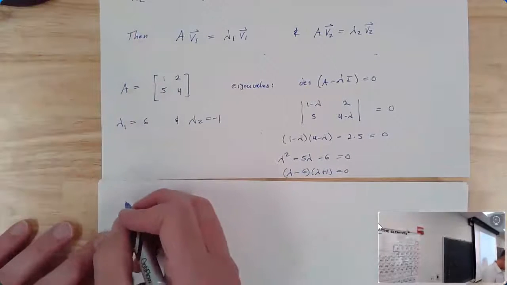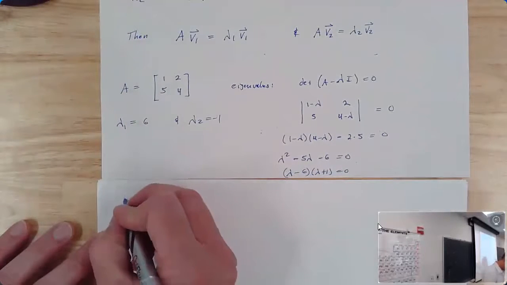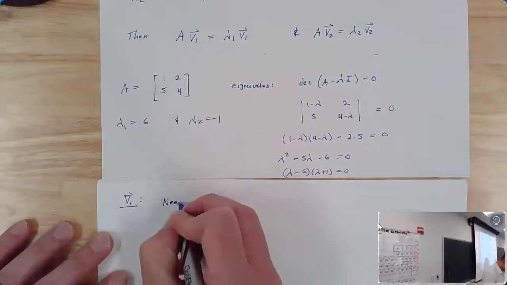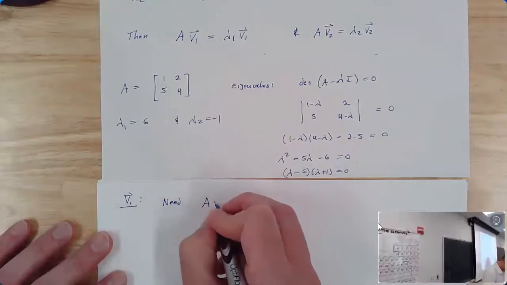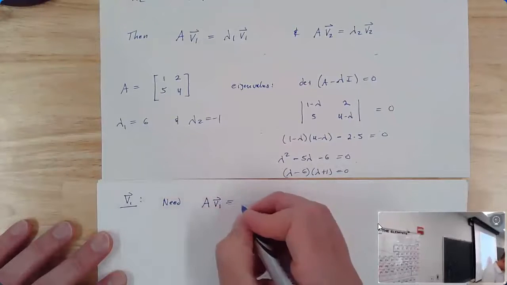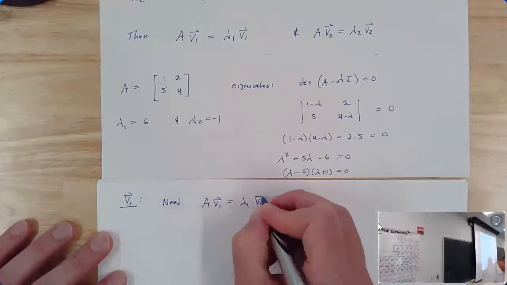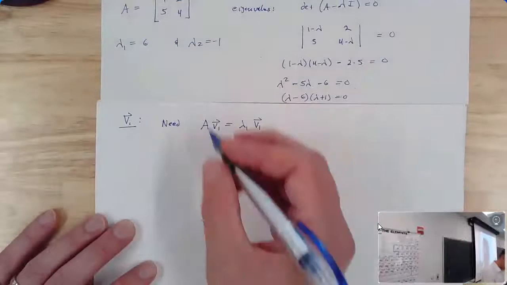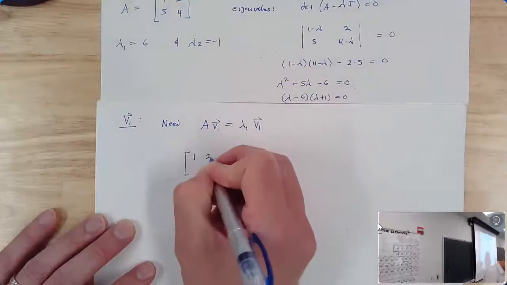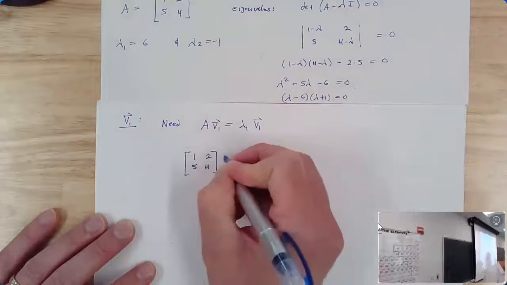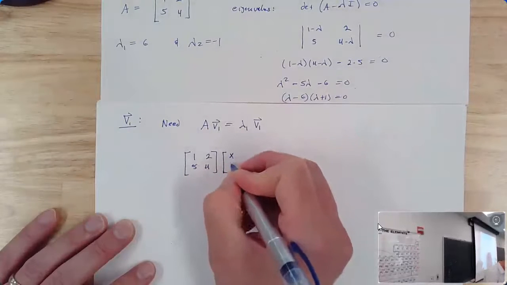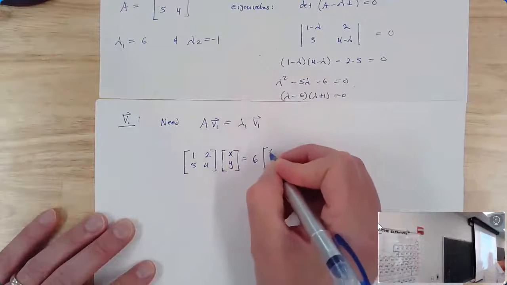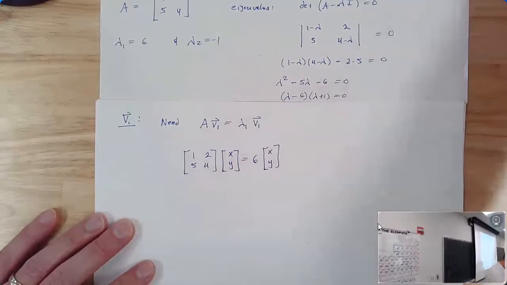So, to find the eigenvectors, we're going to calculate the following. To find V1, here's what we need. We need the matrix times the vector equal to the eigenvalue times the vector. Well, I know all the things except for the eigenvector. I know the matrix is 1, 2, 5, 4. I don't know the eigenvector, so I'm going to call it x, y. I know the eigenvalue is 6. My eigenvector again is x, y.